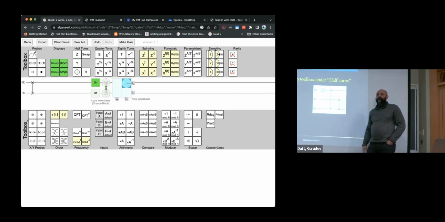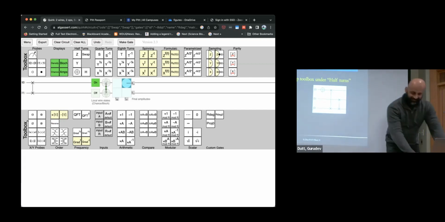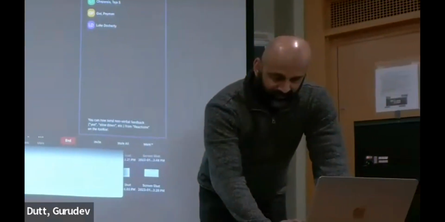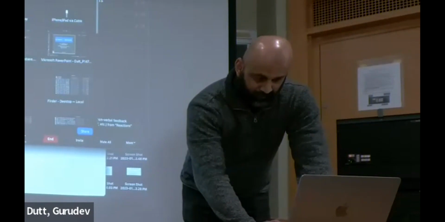Screen share paused. I think it's because when I switch between windows. Okay, I see. Yeah, that could be it. All right, maybe that's the problem. Thank you for pointing that out.